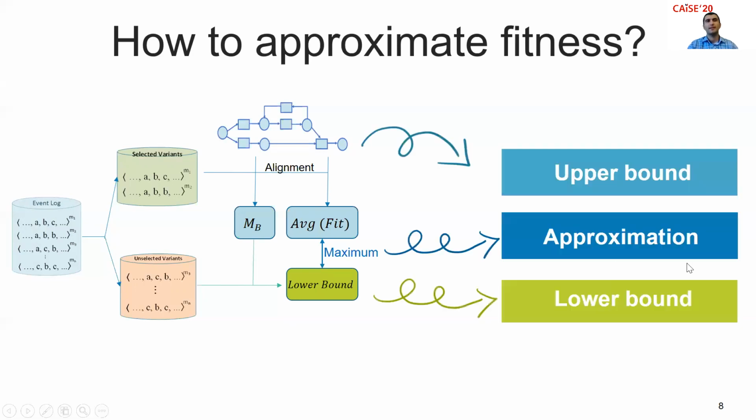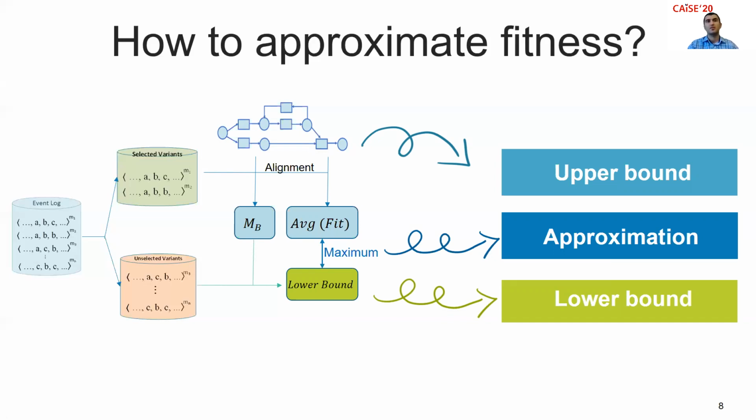For approximating the fitness value, we compare the lower bound with the average fitness that is computed by using the normal alignment technique. And we consider the maximum value of them.